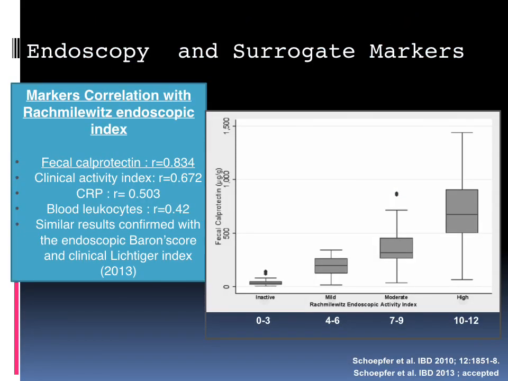Remember that part of our evaluation of the disease is that we look into surrogate markers, and the calprotectin that we described before is a good surrogate marker of inflammation in the GI tract, and we can use it.